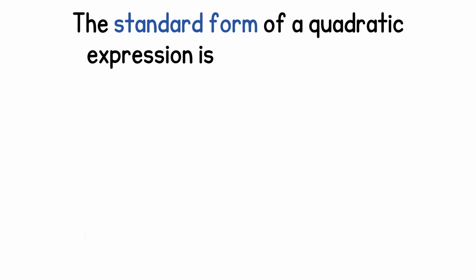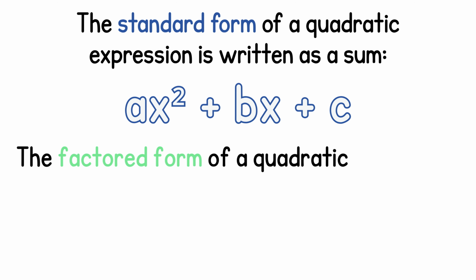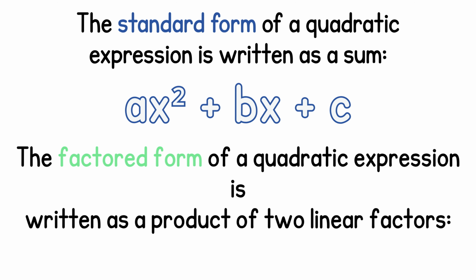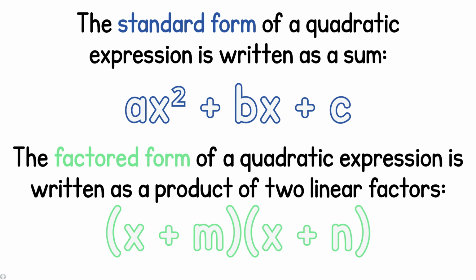The standard form of a quadratic expression is written as a sum, as ax squared plus bx plus c. The factored form of a quadratic expression is written as a product of two linear factors, such as x plus m times x plus n.